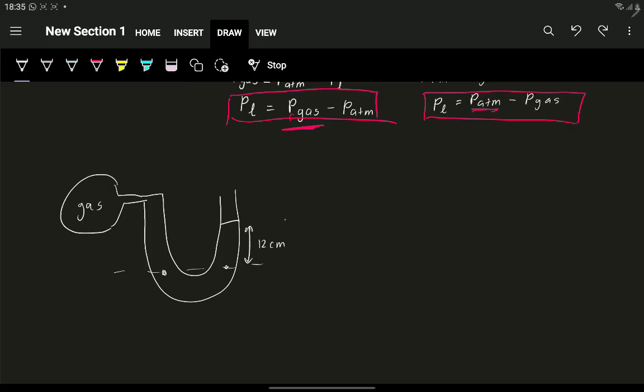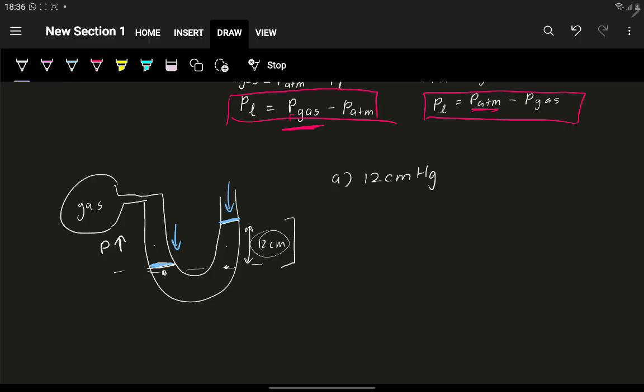So it means we already got this length here. The difference here and here is 12 cm. So the answer is 12 cmHg. The second question is the gas pressure in cmHg. You can see the pressure here is actually higher because this is lower than this one. So that means this one is a higher pressure and this one is a lower pressure.